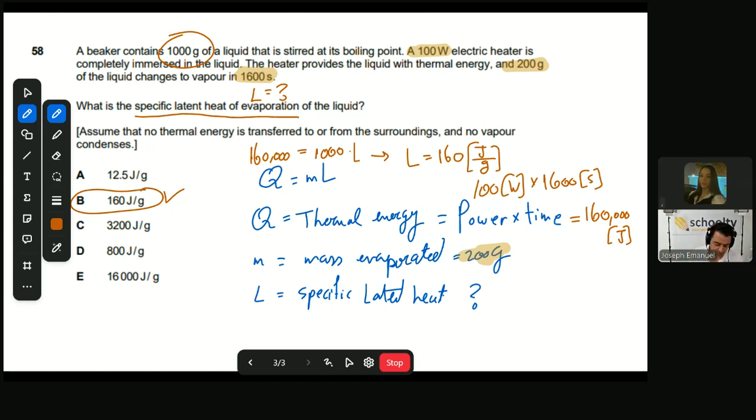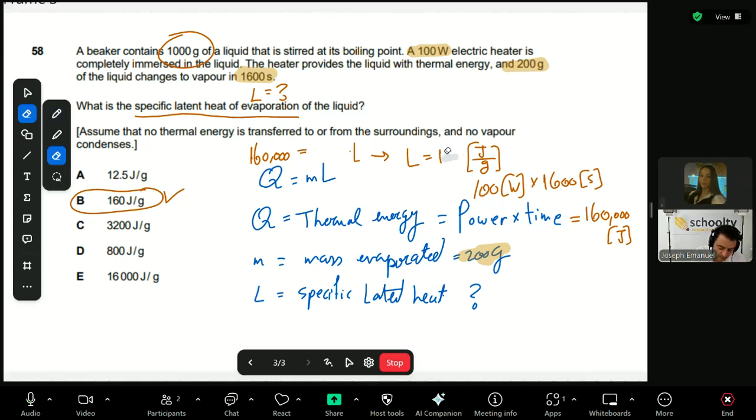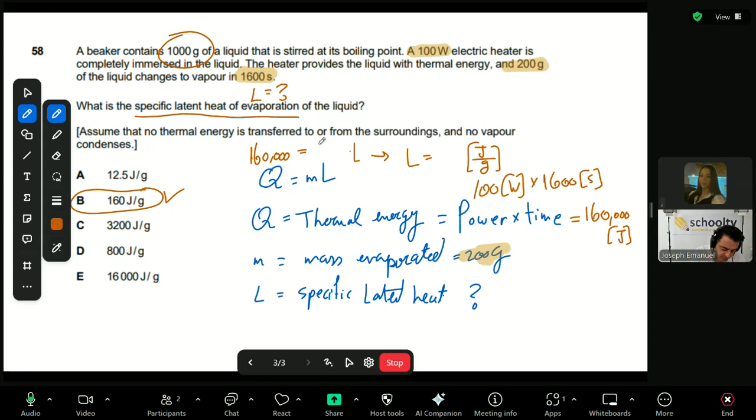So okay, we here divide by 1,000. This is the full mass of all the liquid. What we should write in the equation is actually the mass of what was evaporated, which is 200 grams. So 160 divided by 200, we have like 800. This is the specific, so the answer is D.